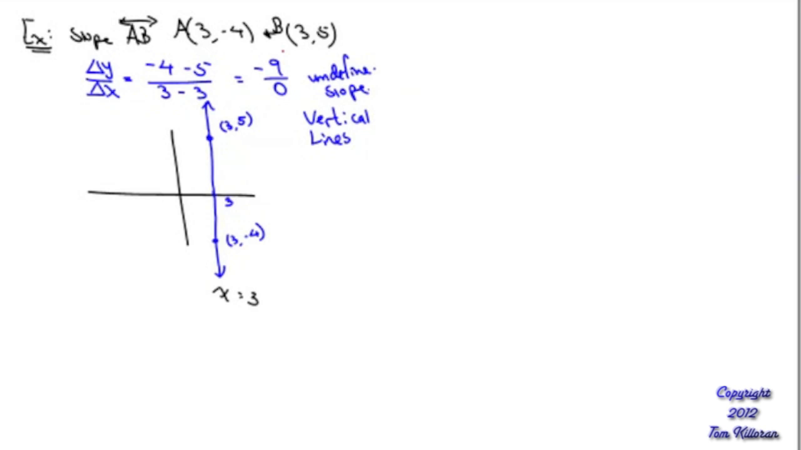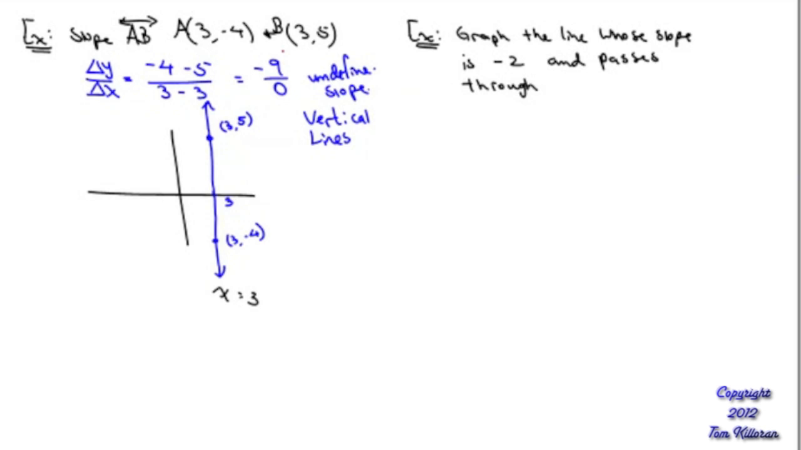All right, so let's talk about, let's see, slope, vertical, horizontal, graphing point slope. We'll see what it means to be a slope. Graph the line whose slope is -2 and passes through the point (-3, 5). Let's put it up high.